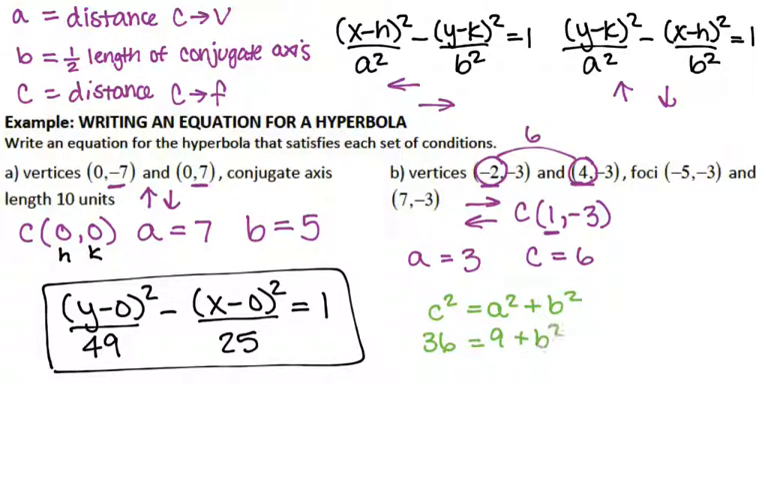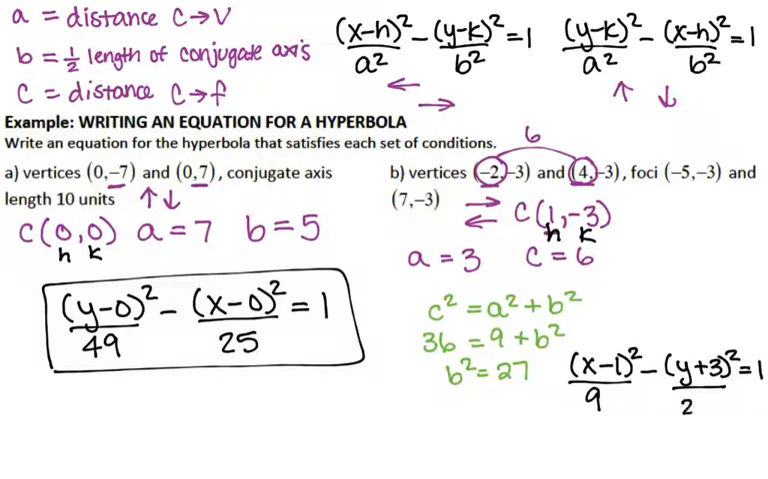I'm going to subtract 9 from both sides, and I get b squared equals 27. I'm not going to bother taking the square root of 27, because you're going to square it anyway, since that is what's on the bottom of your equations. This was a hyperbola that opens left and right, so that means my x is going to come first. So I have x minus h, there's my h and my k. So x minus 1 quantity squared over 9, minus y plus 3 quantity squared over 27, equals 1. A squared is always first for hyperbolas, and b squared is second.